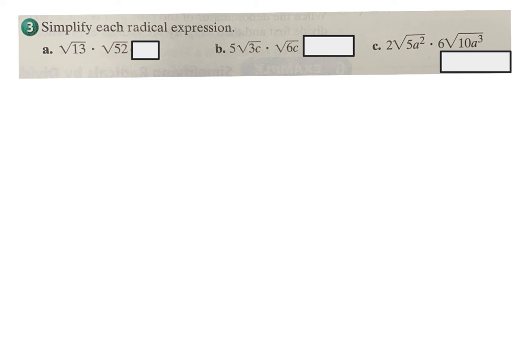So the first thing we're going to do is check the answers, and then we're going to go over each one of those. The square root of 13 times the square root of 52, you would have gotten 26. 5 square root of 3c times 6 square root of 6c is 15c square root of 2. And then 2 square root of 5a squared times 6 square root of 10a cubed is 60a squared times the square root of 2a. So let's look at these three together.